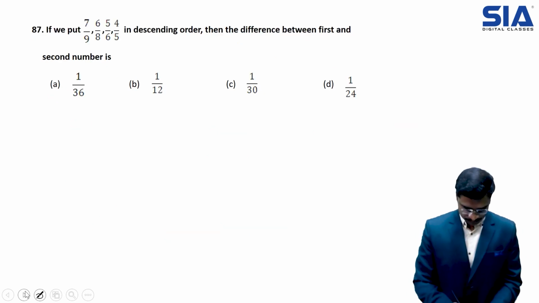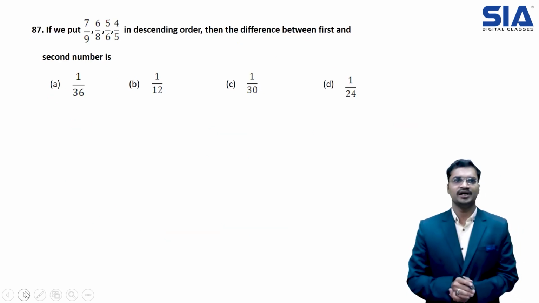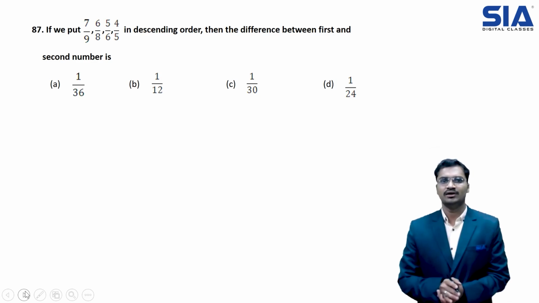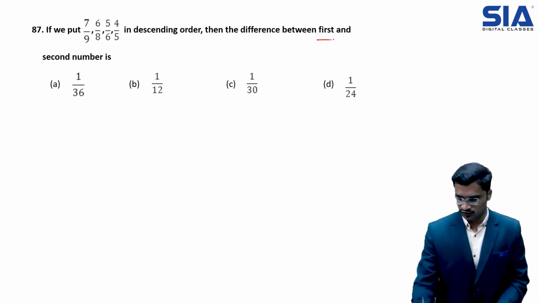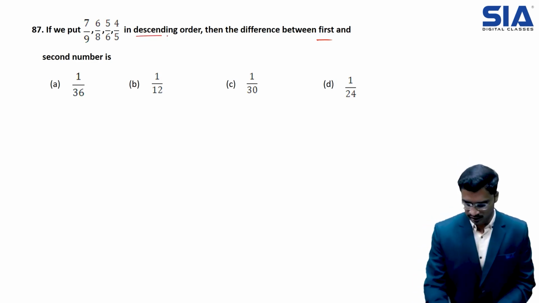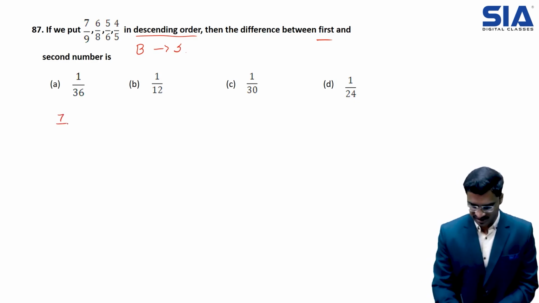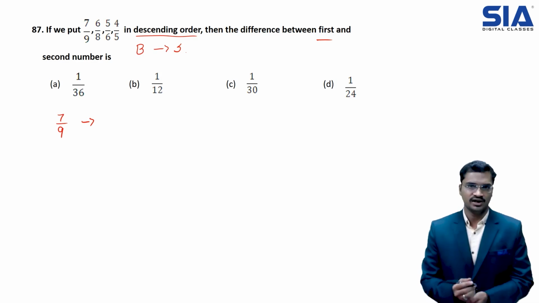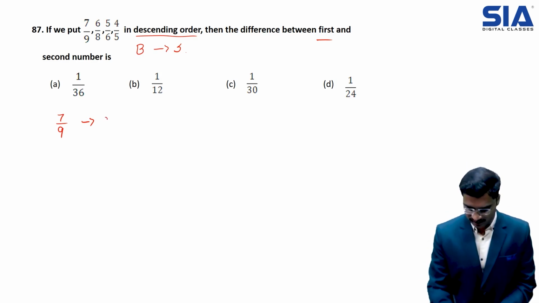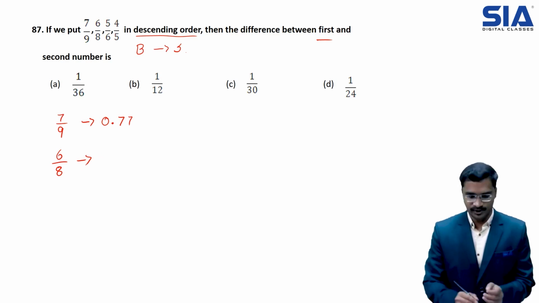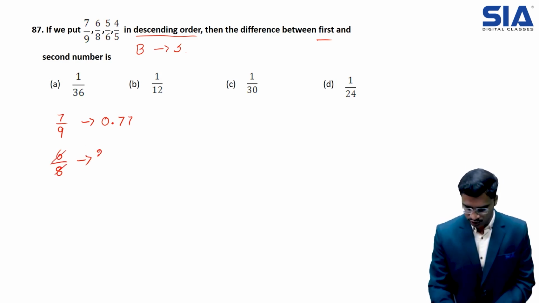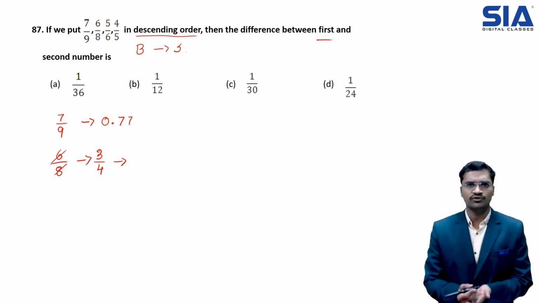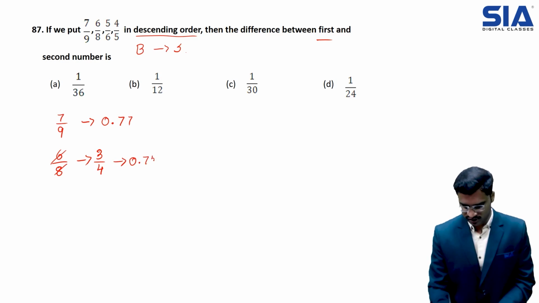Now coming to the next question: if we put 7 by 9, 6 by 8, 5 by 6 and 4 by 5 in descending order, then what is the difference between the first and second number? First of all, we have to arrange them in descending order, meaning bigger number to smaller number. 7 by 9 is nothing but 0.77. Then 6 by 8: 2 3s are 6, 2 4s are 8, so it is 3 by 4, which is 0.75.